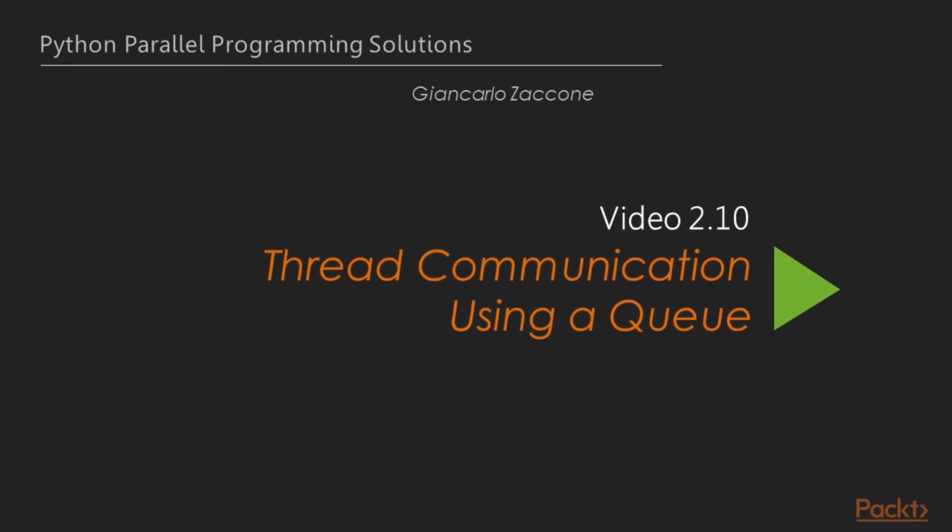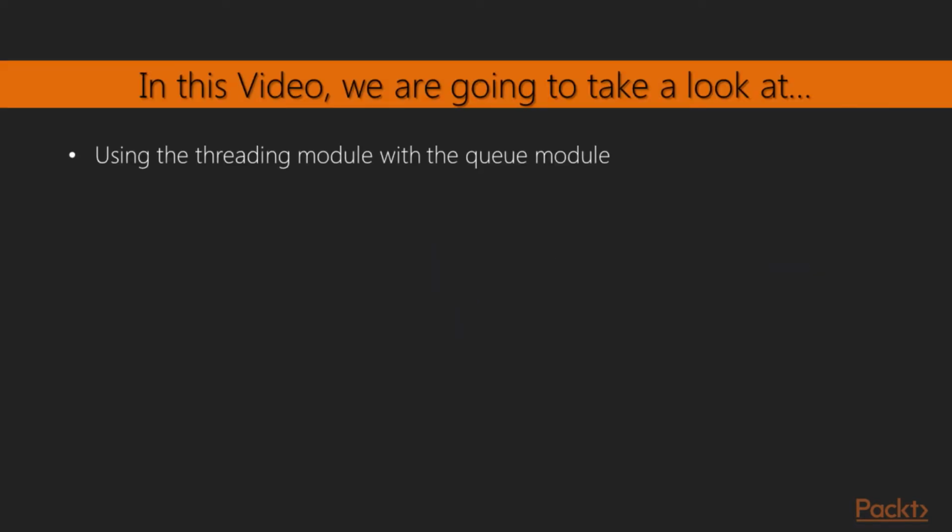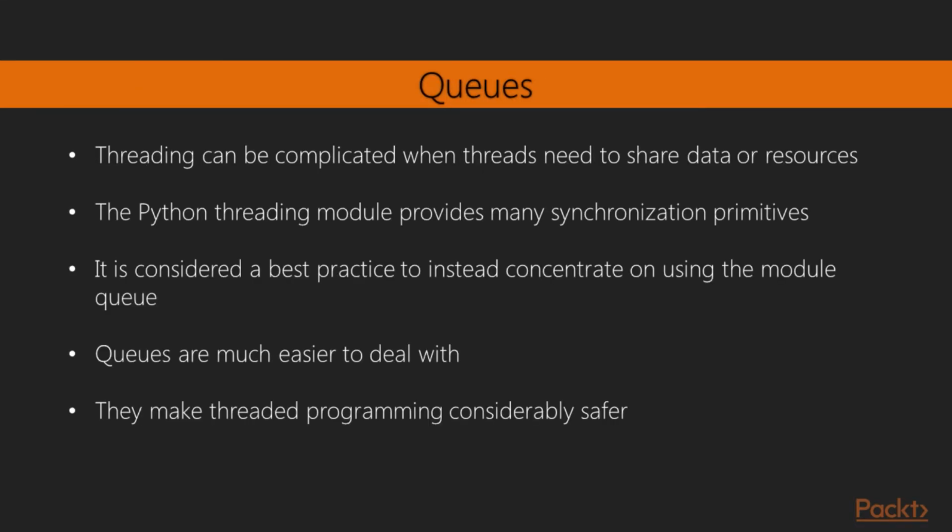In the previous video, we saw the use of the with statement. Welcome to the 10th video titled Thread Communication Using a Queue. In this video, we'll take a look at the queue methods such as put, get, task done, and join. As discussed earlier, threading can be complicated when threads need to share data or resources. As we saw, the Python threading module provides many synchronization primitives, including semaphores, condition variables, events, and locks.